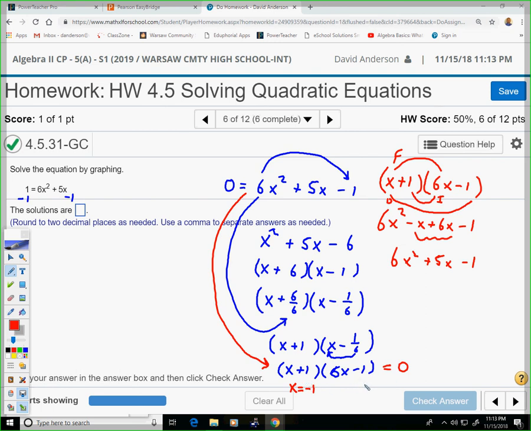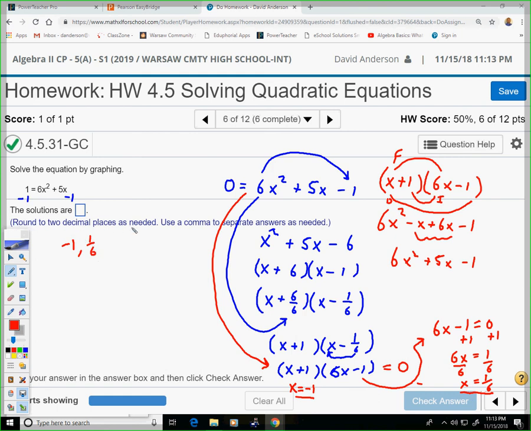Not so obvious. So what we want to do is just, I want to say, okay, well, what makes 6x minus 1 equal to 0? Well, let's solve for x. Add 1, add 1. So 6x equals 1. Divide by 6, divide by 6. Well, x equals 1 over 6. Alright, so my two solutions are negative 1 and positive 1/6.